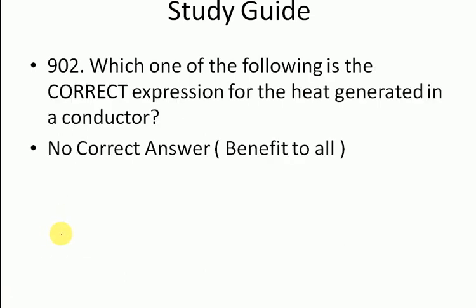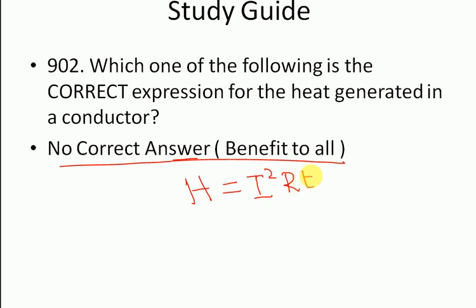which one of the following is the correct expression for the heat generated in a conductor? SSC has said in the final answer key that there is no correct answer and benefit to all, that is, whatever options were given in the question paper are not suitable. The heat generated in a conductor is given by H equals I square RT. Next question.